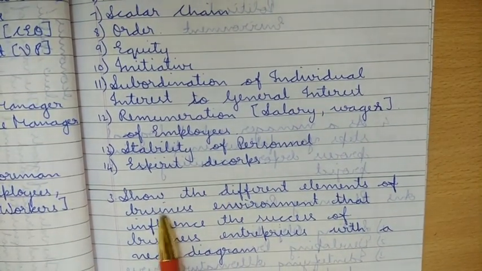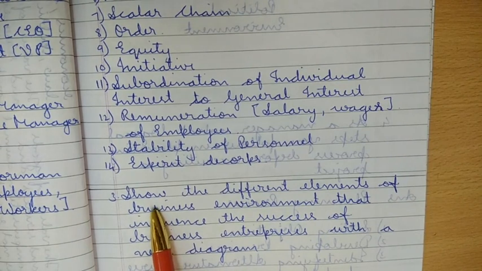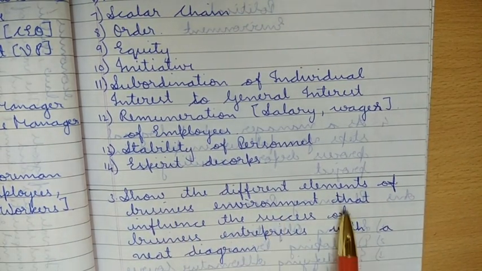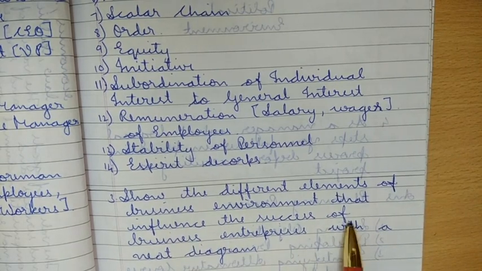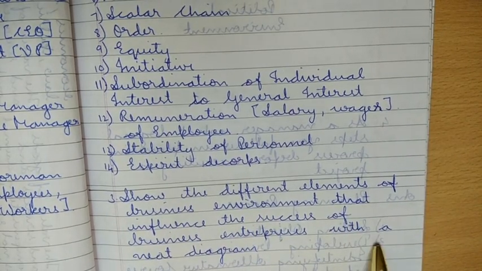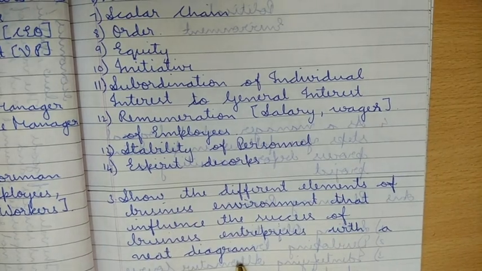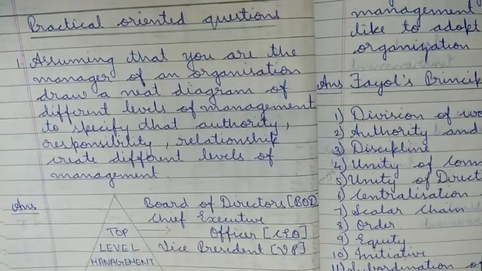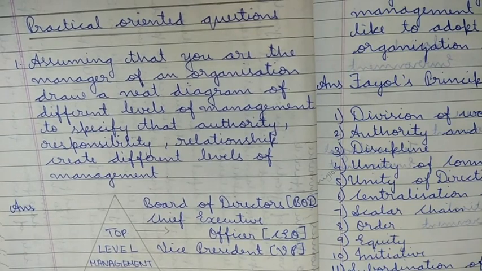So next, third question from the third lesson, that is, show the different elements of business environment that influence the success of business enterprise with a neat diagram. So before I start telling the answer for the third question, I would like to say this first question is from the nature and significance of management. That is the first chapter.